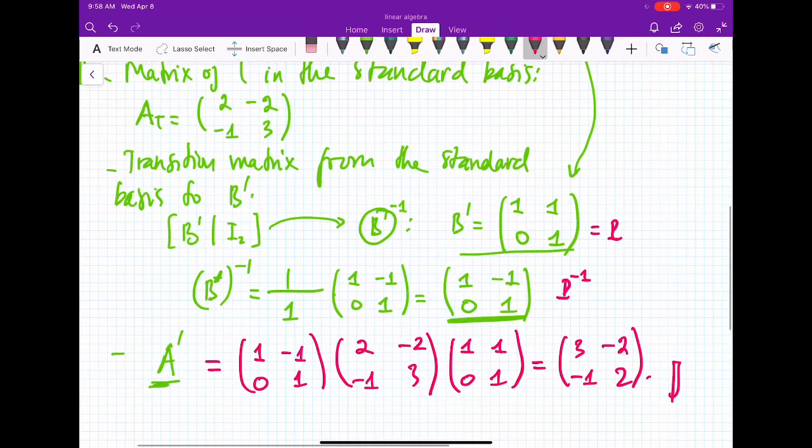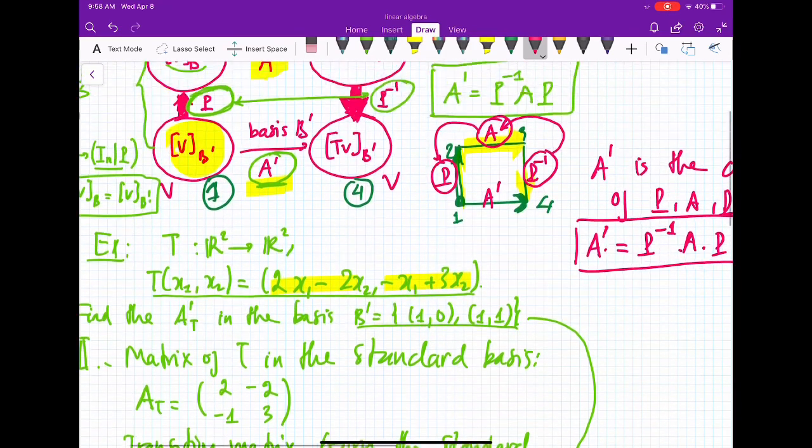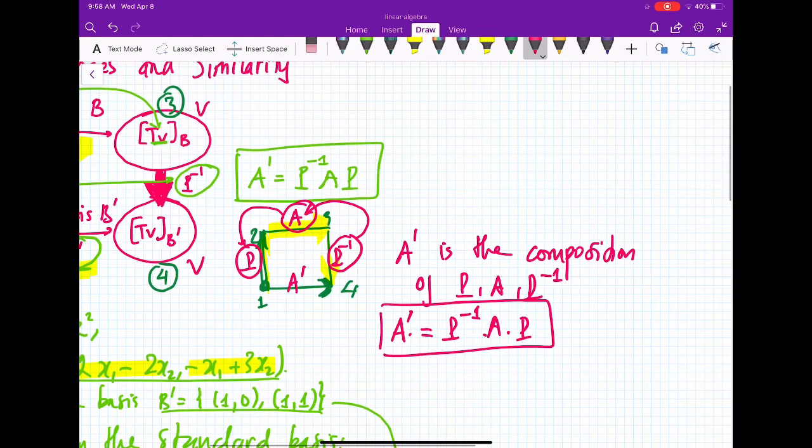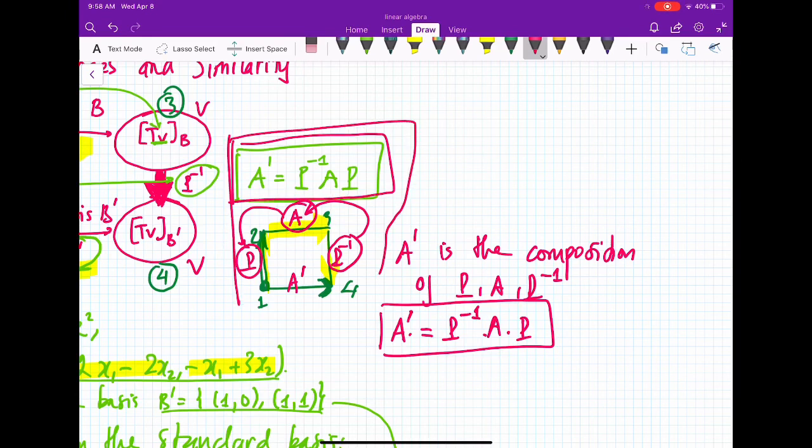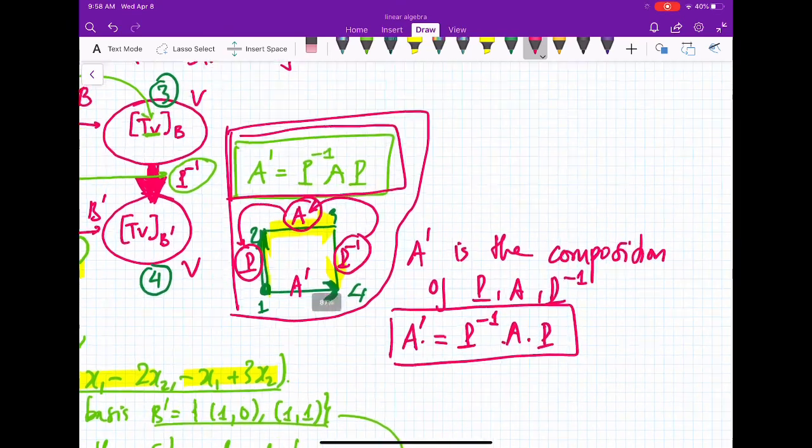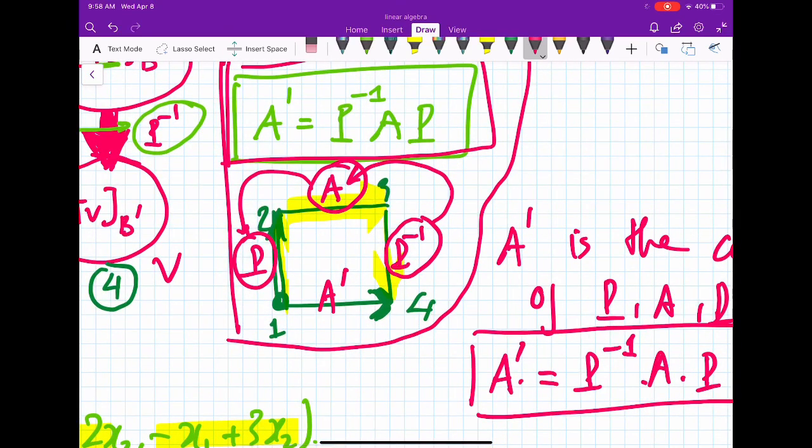So the most important in this problem is to understand this identity. Right? So we say that the diagram is commutative. And in that case, A prime is composition of P, A, and P to negative 1. So the matrix of that linear transformation of that composition is just matrix product of P to negative 1, A, and P.